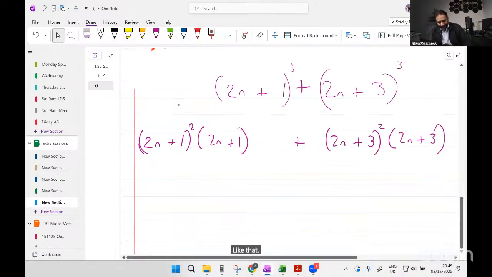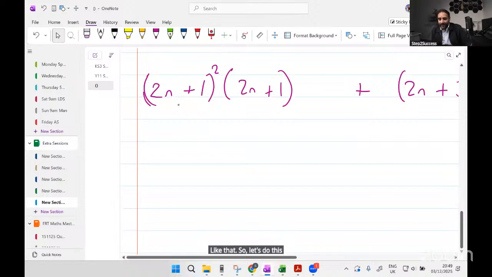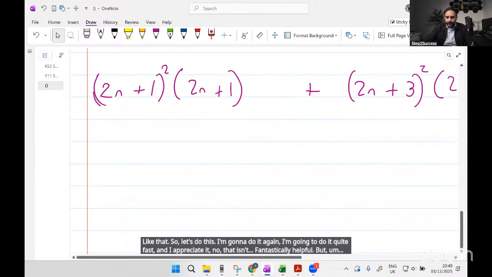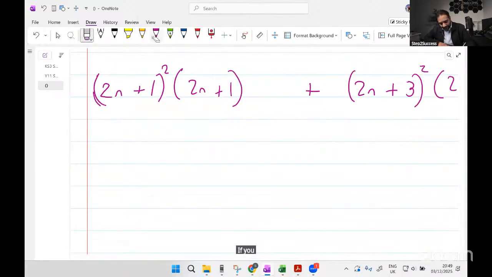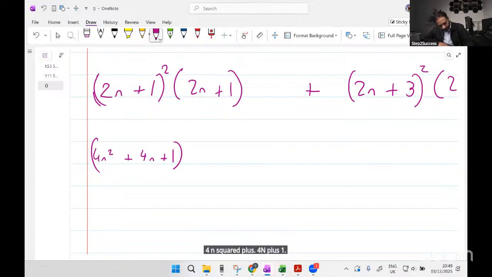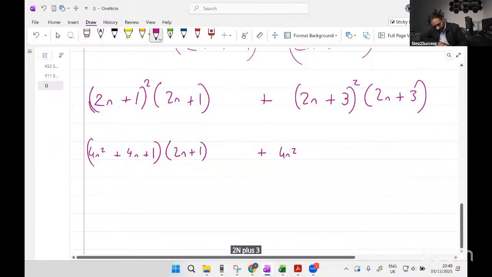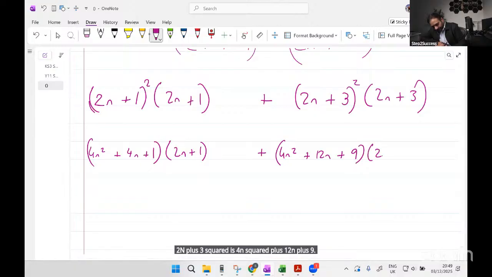So let's do this. I'm going to do it quite fast, and I appreciate that that isn't fantastically helpful. But if you expand the 2n plus 1 squared, it is 4n squared plus 4n plus 1. And we're going to times that by the other bracket in a moment, but I'll do this at the same time. 2n plus 3 squared is 4n squared plus 12n plus 9. And it's going to multiply by the 2n plus 3.